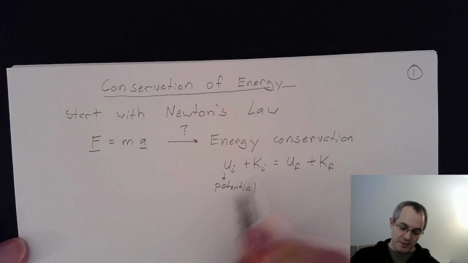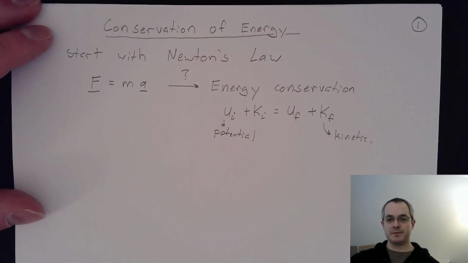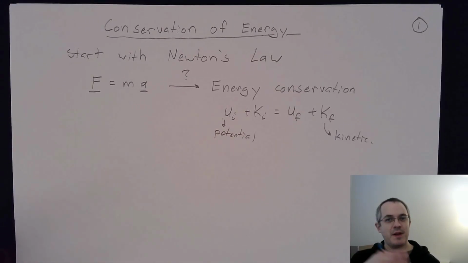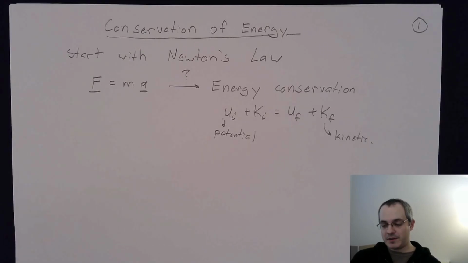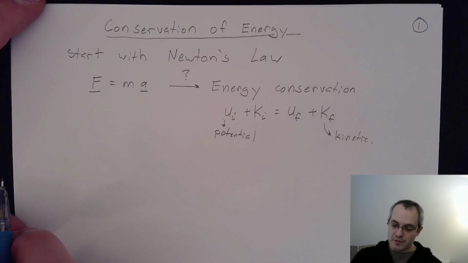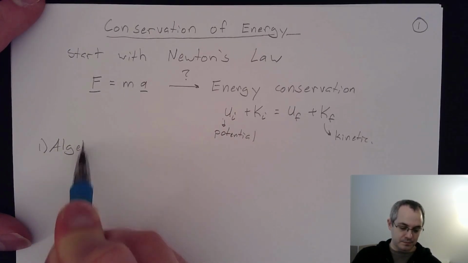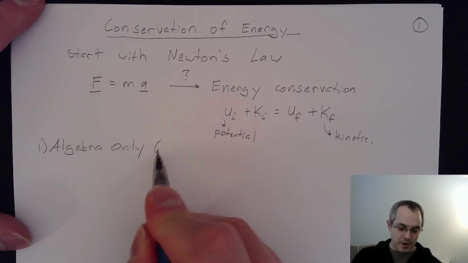Okay, so this is potential, and then the K is kinetic. So that's what we're talking about. So I'm going to do it three different ways, depending on where you are. Everyone takes physics classes with different amounts of math, and you may have a different amount of math that you're comfortable with. So we're going to do it in three different ways. We're going to do the first one here with algebra only, although we will require some vectors as well.